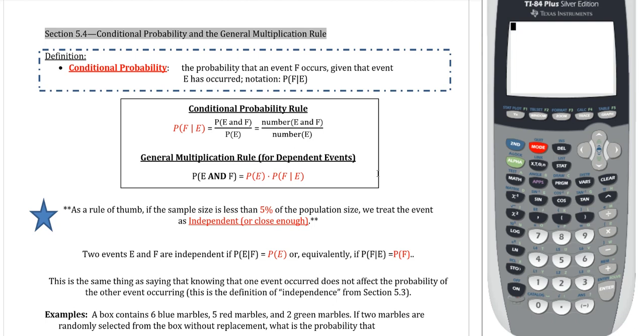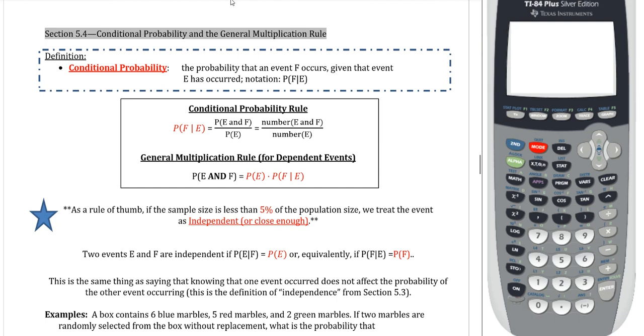You may remember conditional probability, or at least conditional distributions, from section 4.4, where we talked about how to set up relative frequencies, or really probabilities, depending on some given condition. We're going to be using that more in depth here. A conditional probability is the probability that an event F occurs, given that an event E has occurred.